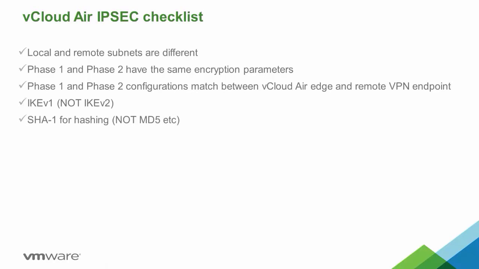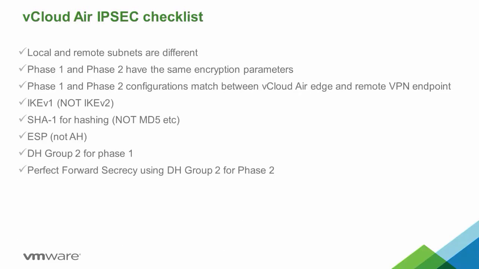We use SHA-1 for hashing, so we don't use MD5. We use ESP, not AH. We're using Diffie-Hellman Group 2 for phase 1. And for phase 2, we use PFS that uses Diffie-Hellman Group 2 as well. Make sure that both sides have the same pre-shared key.